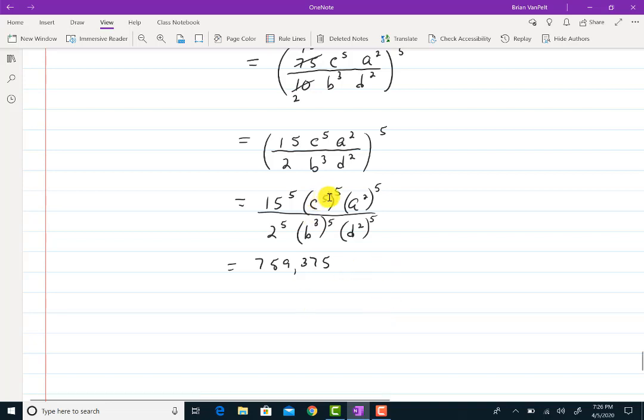C to the 5th is c to the 25th. Remember, you multiply these exponents here. So I'll get c to the 25th, and then I'll get a to the 2 times 5 will be a to the 10th, divided by, in the denominator, 2 to the 5th is 32. B to the 3rd to the 5th is b to the 15th, and then d to the 2 to the 5th is d to the 10th.